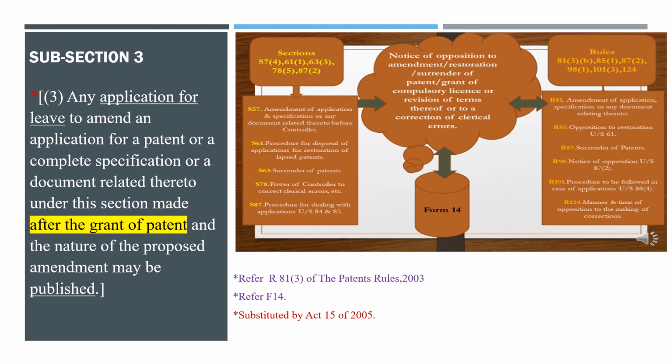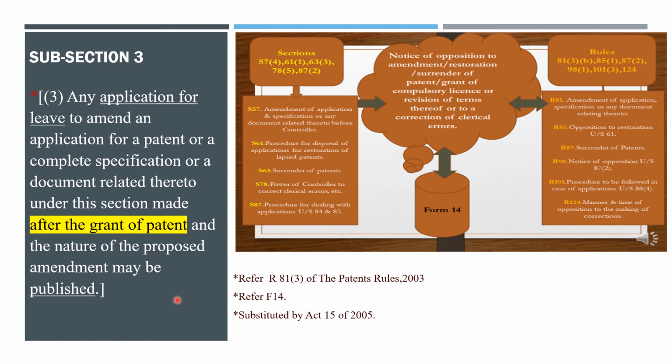Here we can refer to Rule number 81, sub-rule 3 of the Patents Rules 2003. Rule 81 is amendment of application, specification or any document relating thereto. Then it has been given here, refer Form 14. What is Form 14? Form 14 is notice of opposition to amendment or restoration or surrender of patent or grant of compulsory license or revision of terms thereof or to a correction of clerical errors.